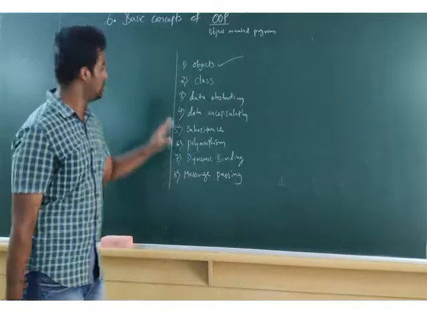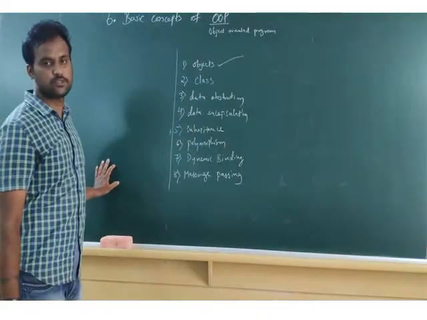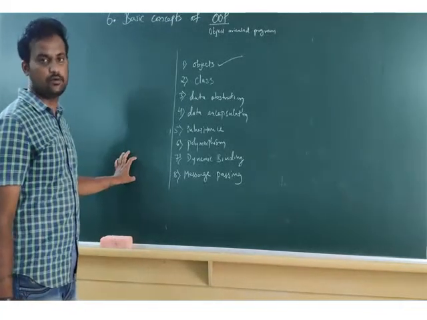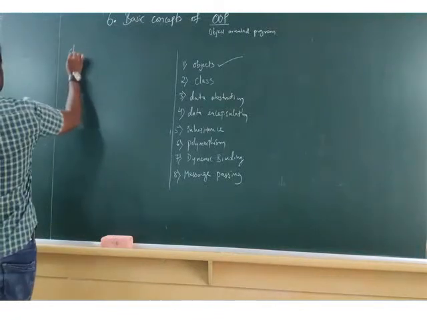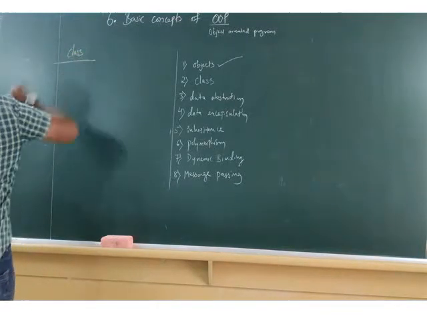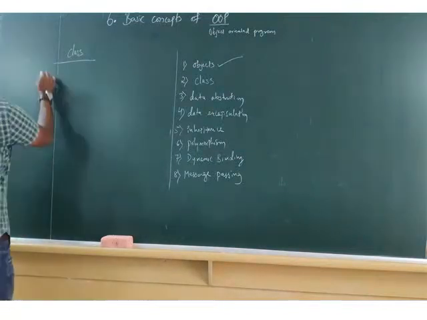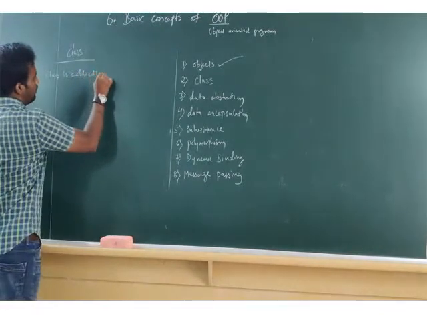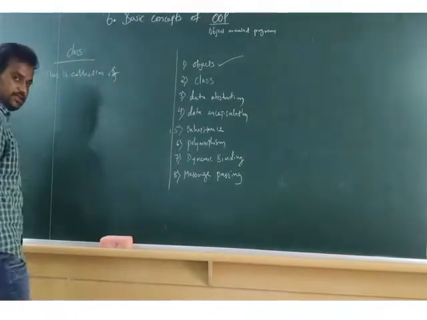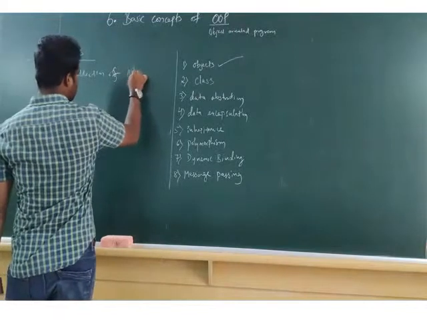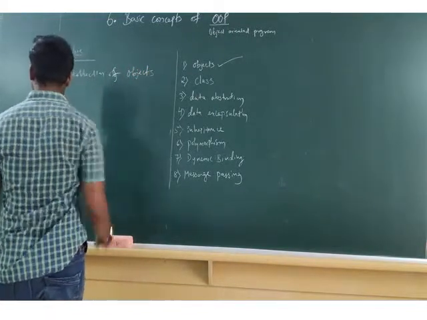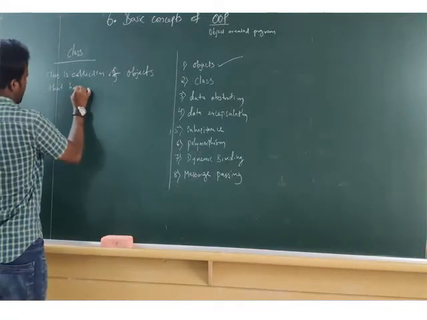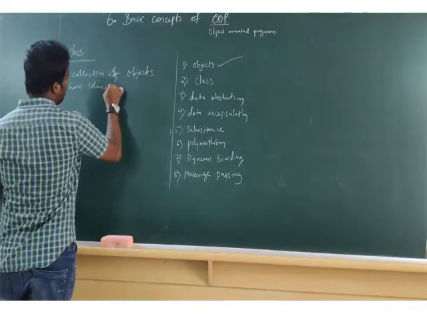What does an object do? Those are all the points which I mentioned. That is what an object is. Next, what is a class? Again, I will write that point. Class is a collection of objects that have identical properties.